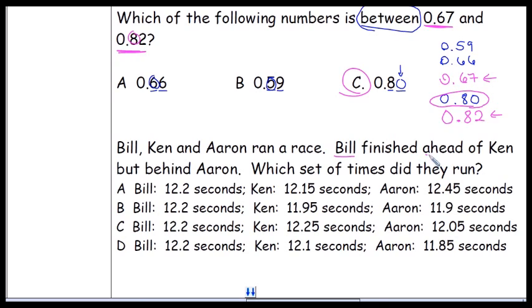Bill finished ahead, I mean, Bill finished first. So if you're running in a race, the first place has the least amount of time, okay? So the smaller amount of time, the fewer amount of seconds, that's the person who finished first. So Bill finished ahead of Ken, but also Bill finished behind Aaron. So Aaron beat Bill, okay? So be careful with that. And you might want to draw a little picture and label them and see who is who, and then figure out the seconds that go with them.